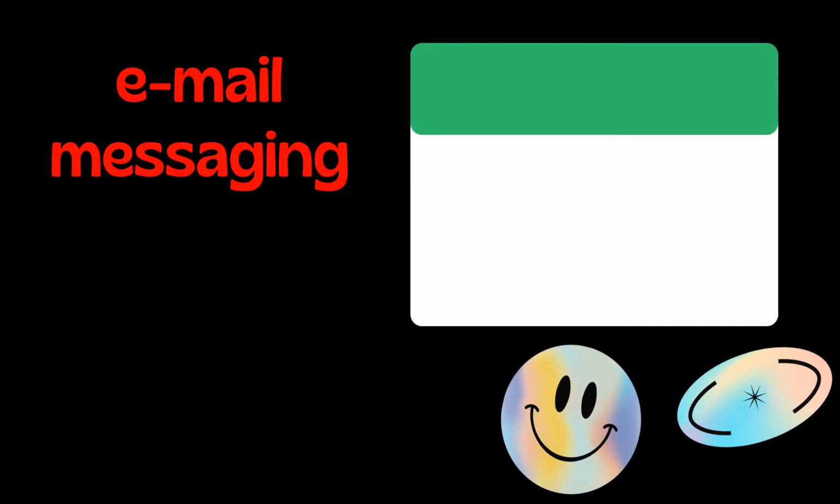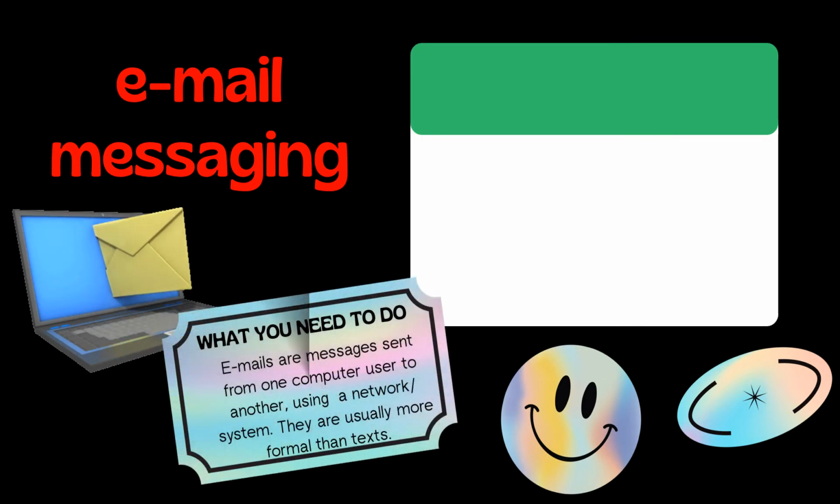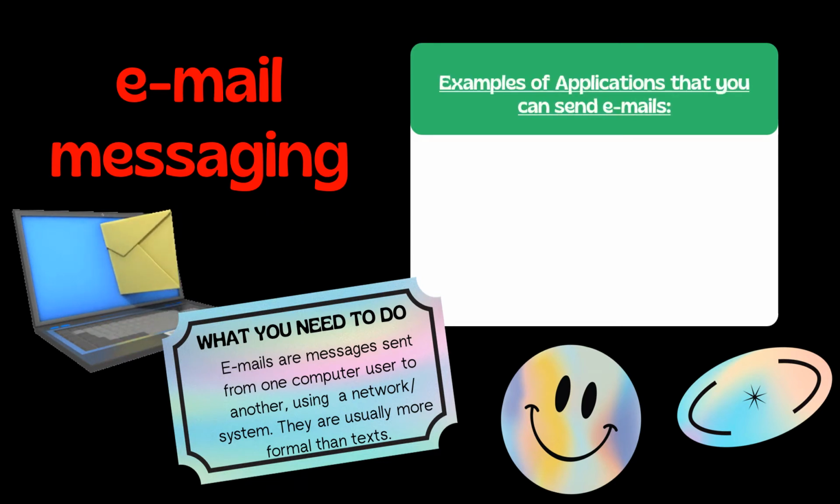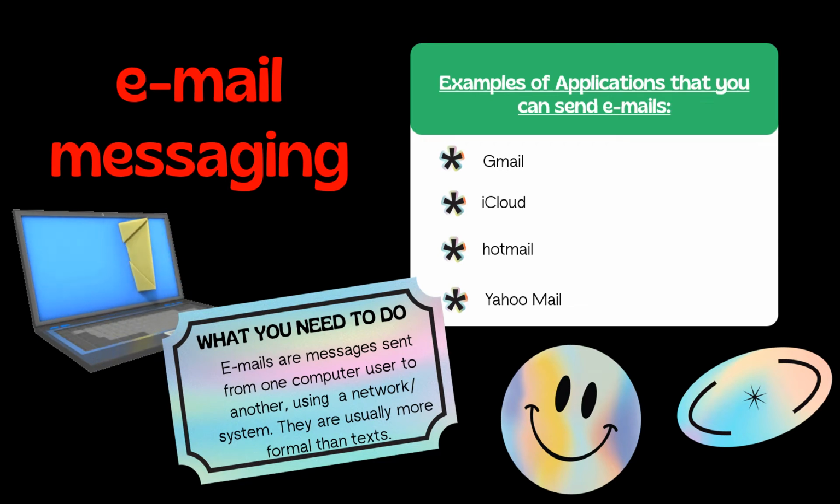What is email messaging? Emails are messages sent from one computer user to another using a network or system. They are usually more formal than texts. Examples of applications that you can send emails: Gmail, iCloud, Hotmail, and Yahoo Mail.